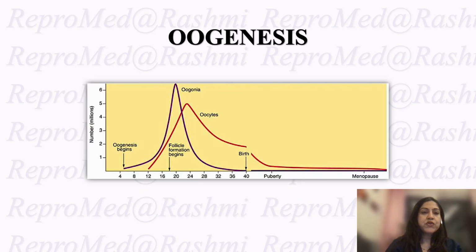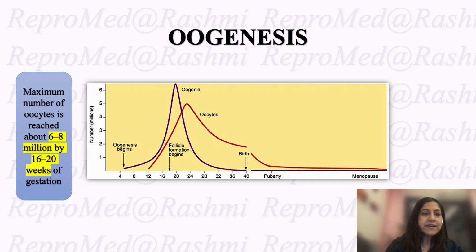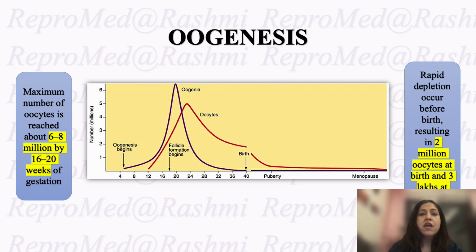So this photograph I have taken from Speroff, and we can see here the purple one is the oogonia, and the red one is the oocytes. The maximum number of oocytes is reached, about 6 to 8 million, by 16 to 20 weeks of gestation. Rapid depletion occurs before birth, resulting in 2 million oocytes at birth and 3 lakhs at puberty.